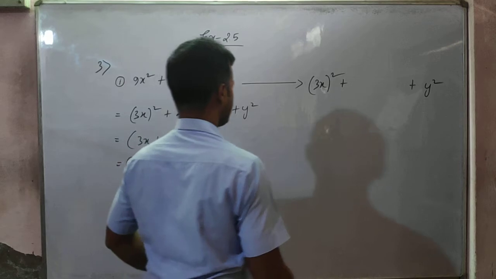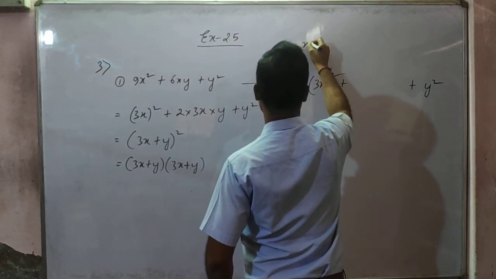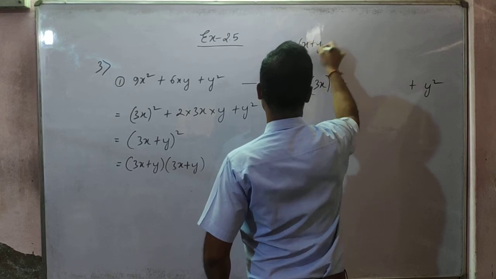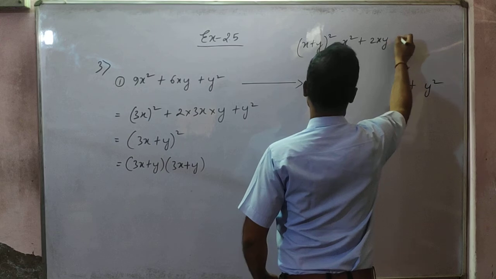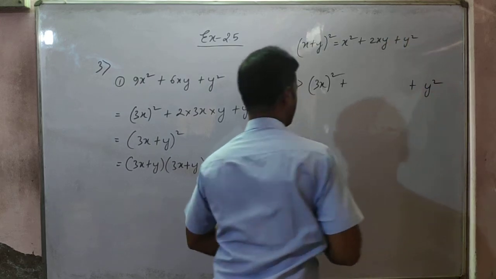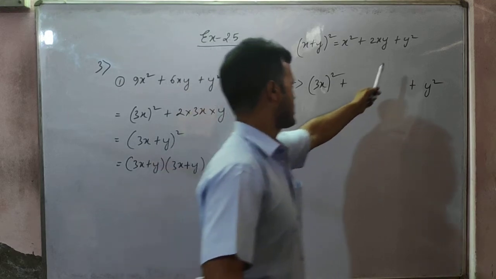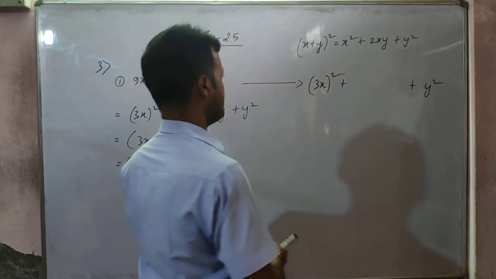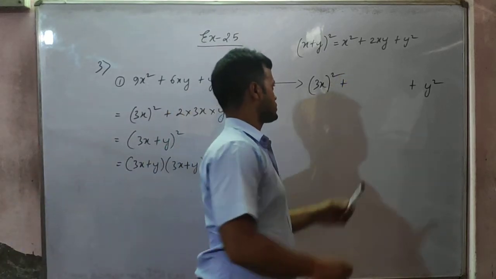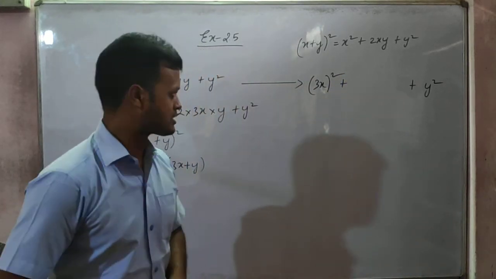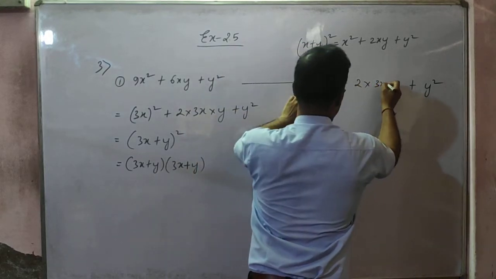So in between, what is the formula? Our formula is, students, x plus y whole square is equal to x square plus 2xy plus y square. So x square I have formed here as 3x whole square and y square is y square only. So in the middle what do we have? 2xy. In the middle we have 2xy. So just directly you will write 2xy like this. 2 into x means 3x into y.